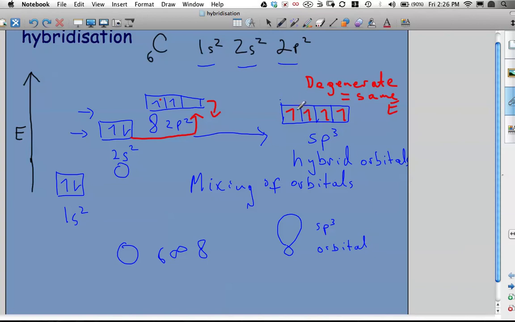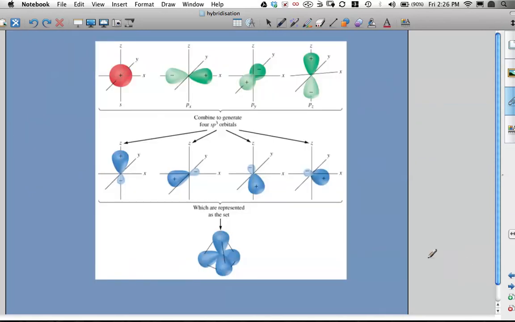And now that we have space, carbon has the possibility for 1, 2, 3, 4 covalent bonds. This is shown a bit better on this little diagram here. It's shown a lot better. That's why I put it in there. Here's your s orbital. 3 p orbitals.